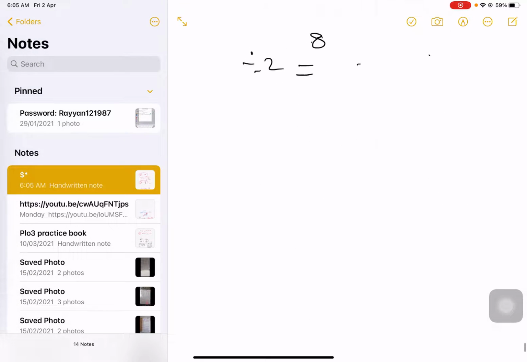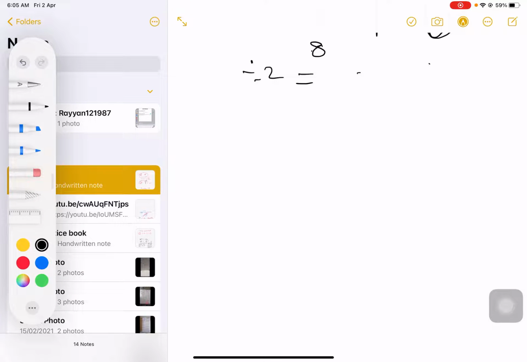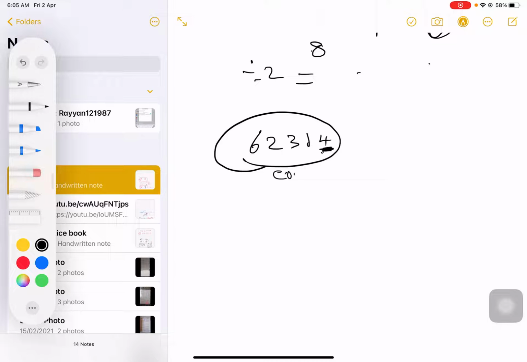Let's do some examples. For example, if I write for you the number 62,314. Don't look at any digit, only look at the ones place. What do you have in the ones place? 4. And 4 is an even number. So because of that, all of this number is even. It can be divided by 2 without any remainder. So this number is an even number. Why? Because it has 4 in the ones place.